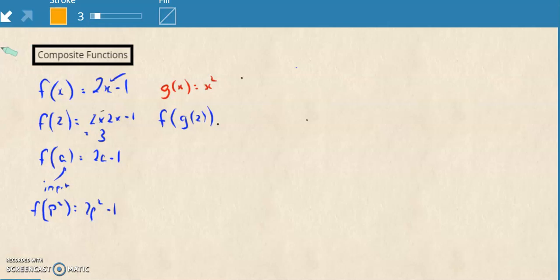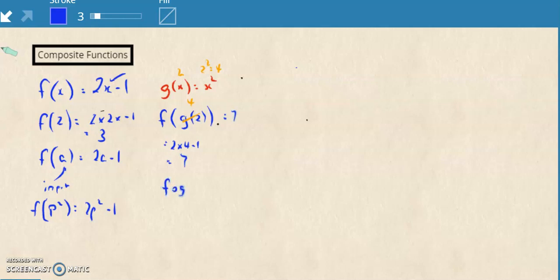So at g of 2, I put in 2 here for g, and I get 2 squared, which is equal to 4. So this value here is 4. So I am looking for the value of the f function when 4 is put in. That's 2 times 4 minus 1, which is equal to 7. So f of g of 2 is equal to 7.